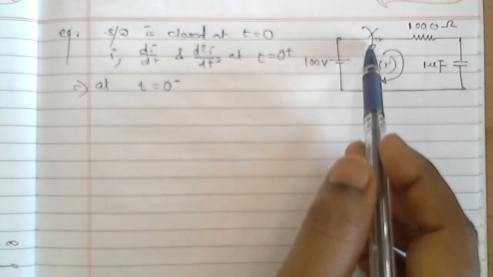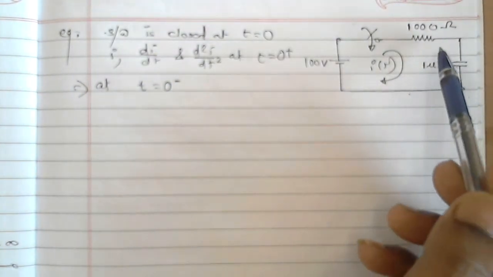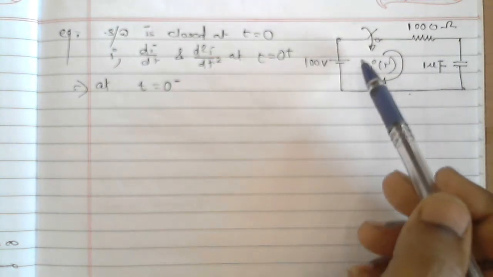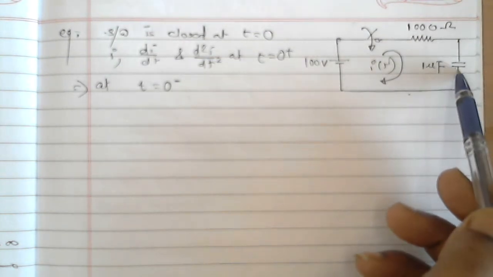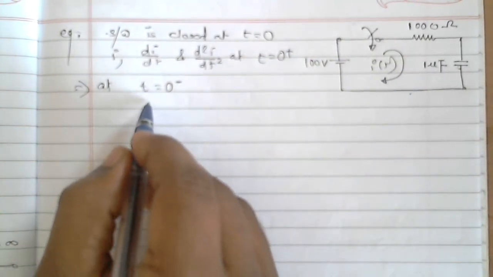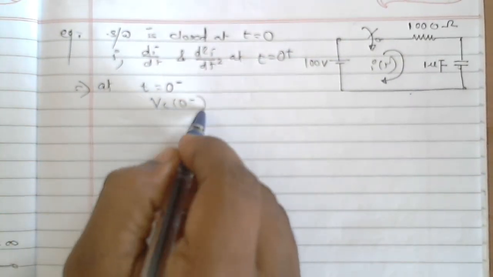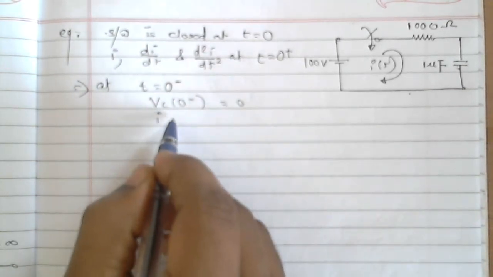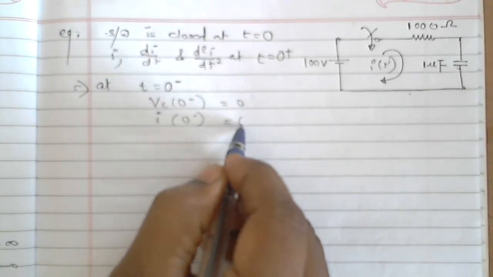When the switch was open, the circuit will be this only. Is there any current in an inductor? Sorry, the inductor is not there. Is there any voltage across the capacitor? No. Is there any current in the circuit? No. So the voltage across the capacitor was 0 and the current in the circuit was 0.